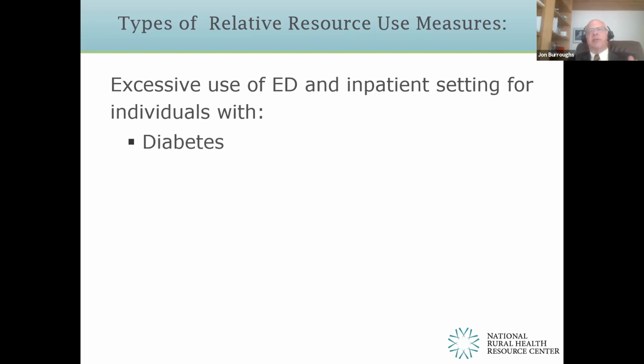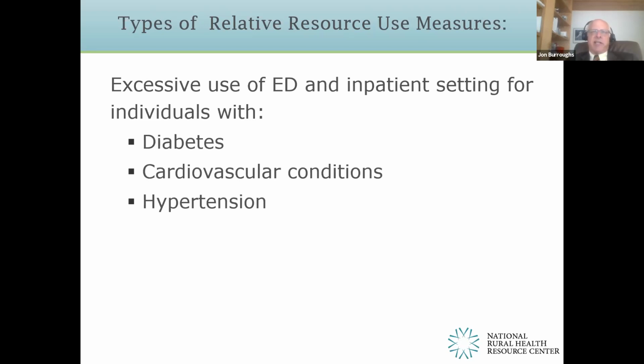Okay. Board certification. Now, I'm going to say something that the doctors in the audience aren't going to like, but I'm here to tell you the truth.